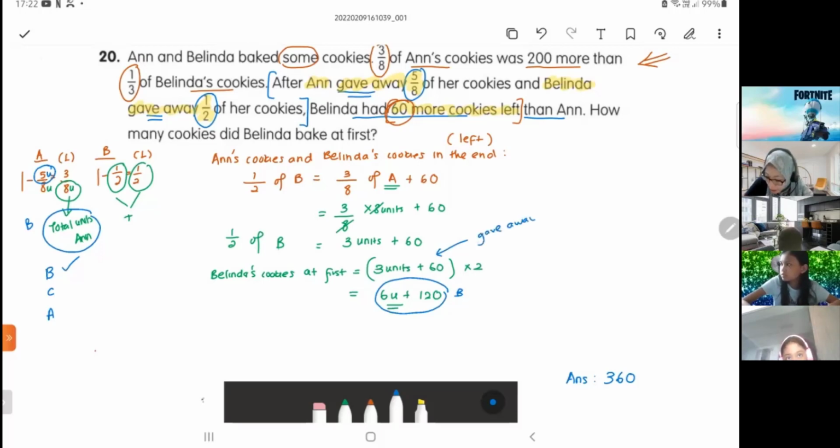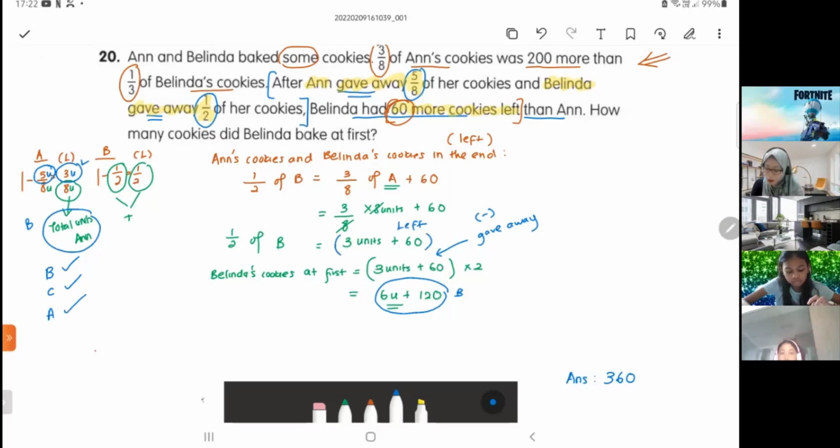But remember, gave away means minus. So later on, the plus sign must become minus because give away is minus. So I know my change. Do I know my leftover? Yeah, the N leftover is this one, 3 units, right? Belinda's leftover, yeah, I know. Belinda's leftover is actually the end leftover, right? Which is actually this one also. So this is my leftover for Belinda. So I have all this information already.